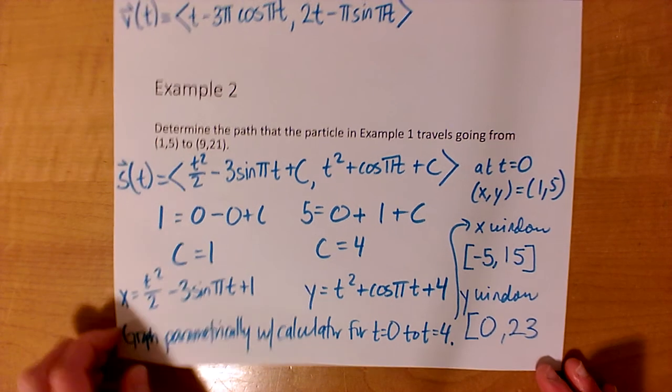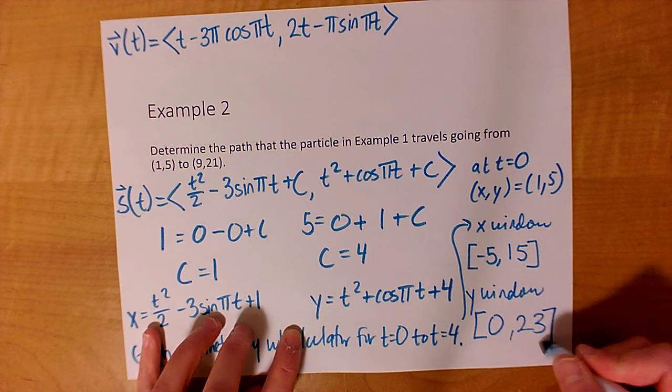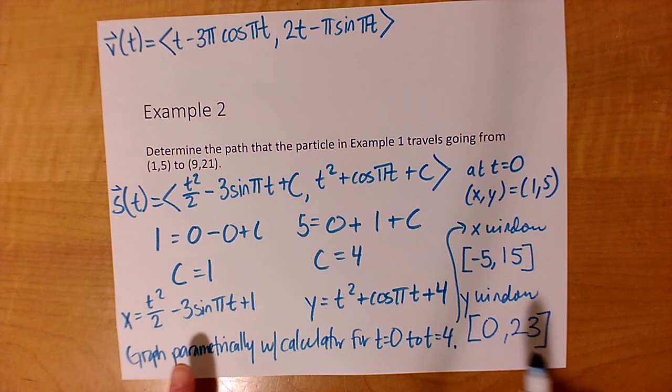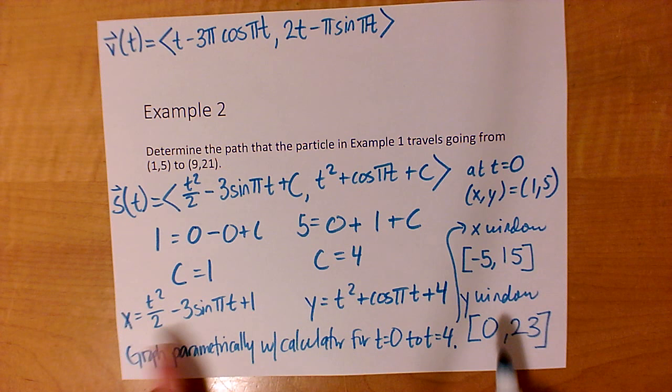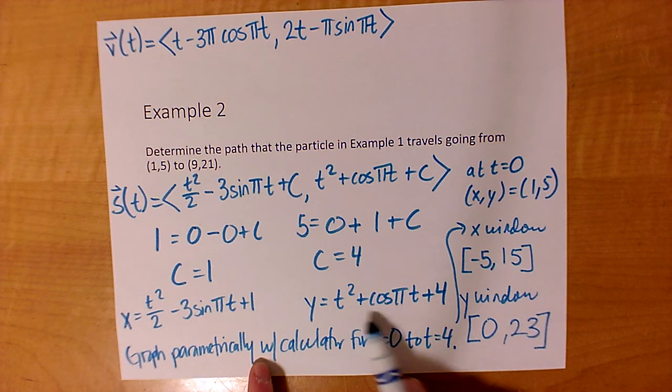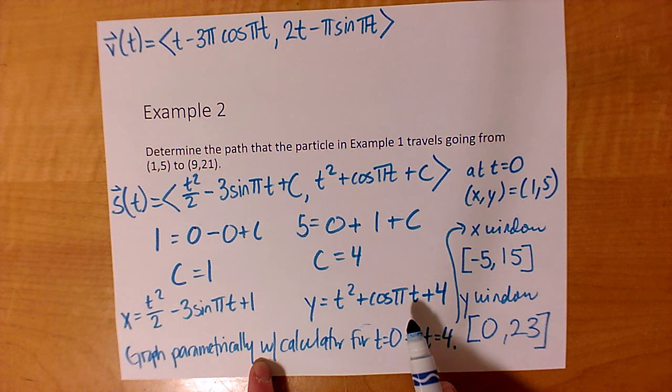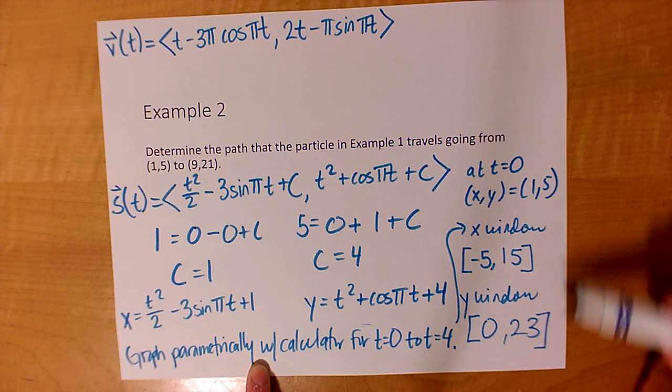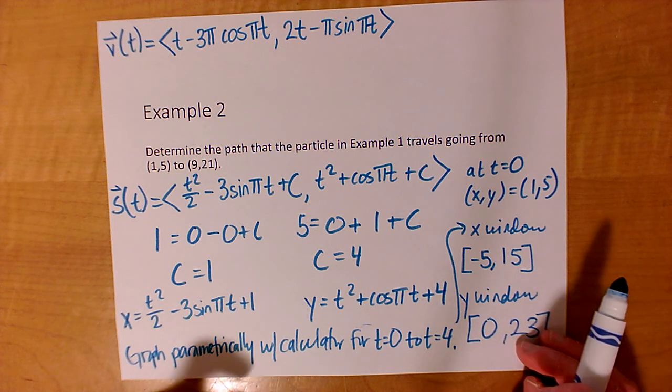And so where am I getting these numbers from? Well, if we think about it, the interval of t is from 0 to 4. So the smallest value there would be 0, and then what would 4 give us? And then the same thing for y, what's your max and your min going from 0 to 4. And so that's how I get these values for the window.